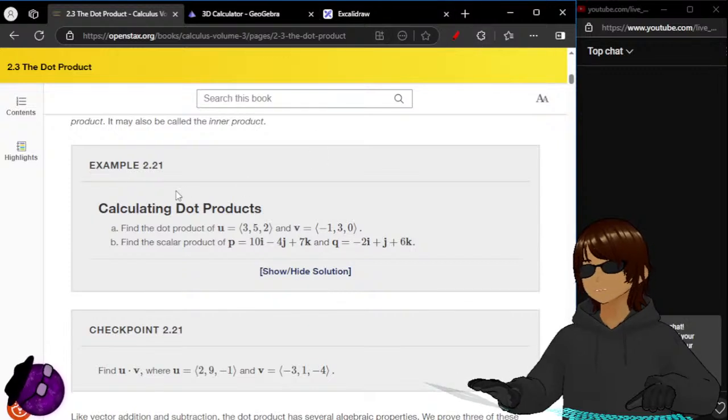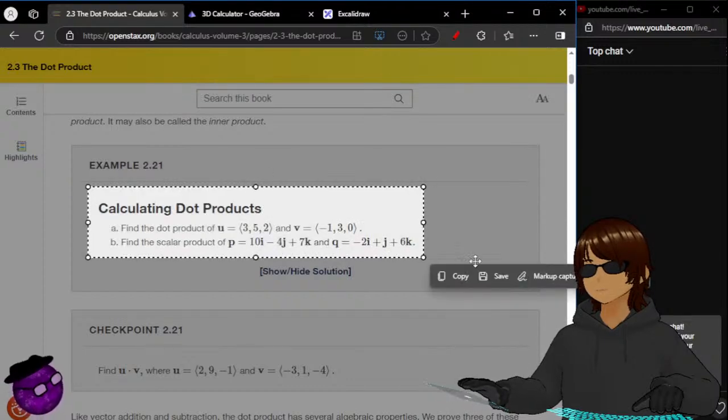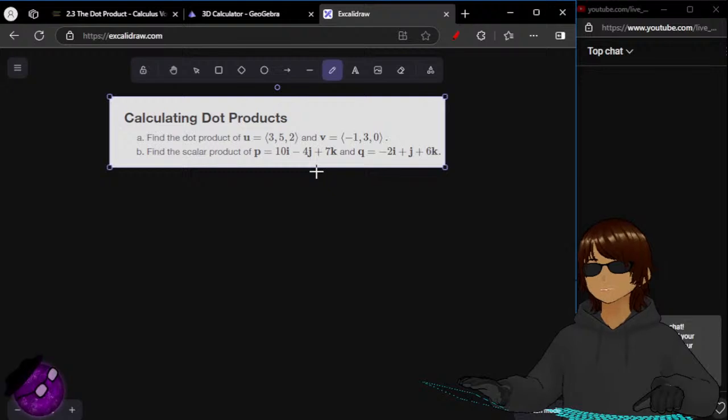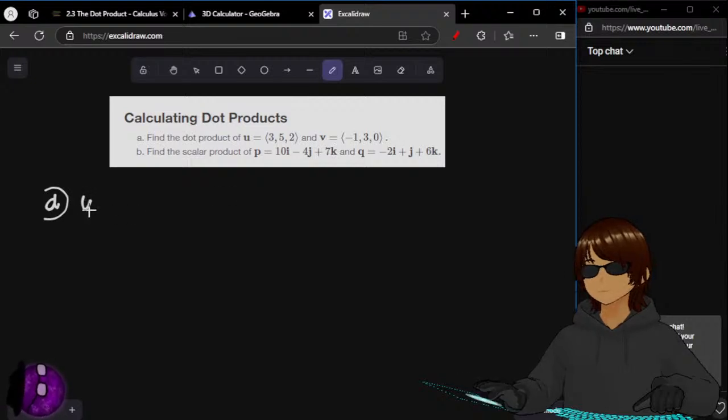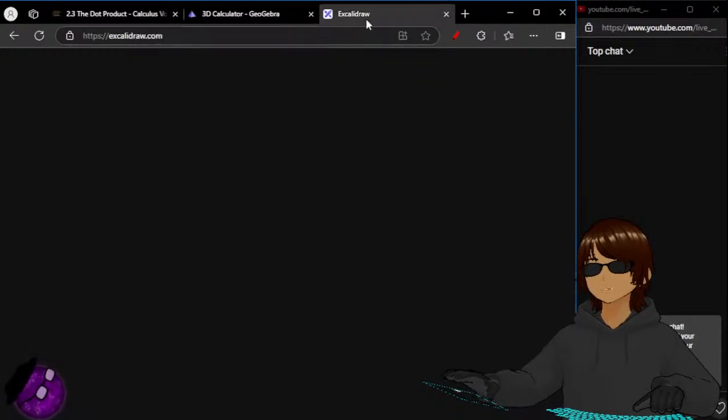Okay. Control Shift S, capture area, copy. Okay, so let's see. So we have 3, 5, 2 and 1, minus 3, 0. So u dot v is, I don't know why it keeps doing this.